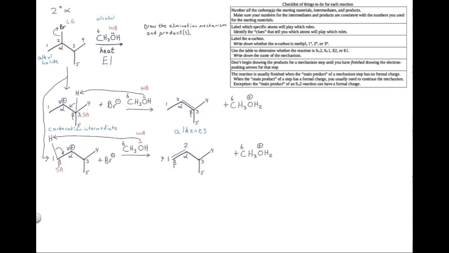Why are we using these numbers? Well, one of the most common student mistakes is accidentally adding or dropping carbons in your intermediates and products. And if you number all the carbons consistently, that makes you much less likely to accidentally add or drop carbons to your pictures. So notice that these numbers we're writing down are for our own personal use.